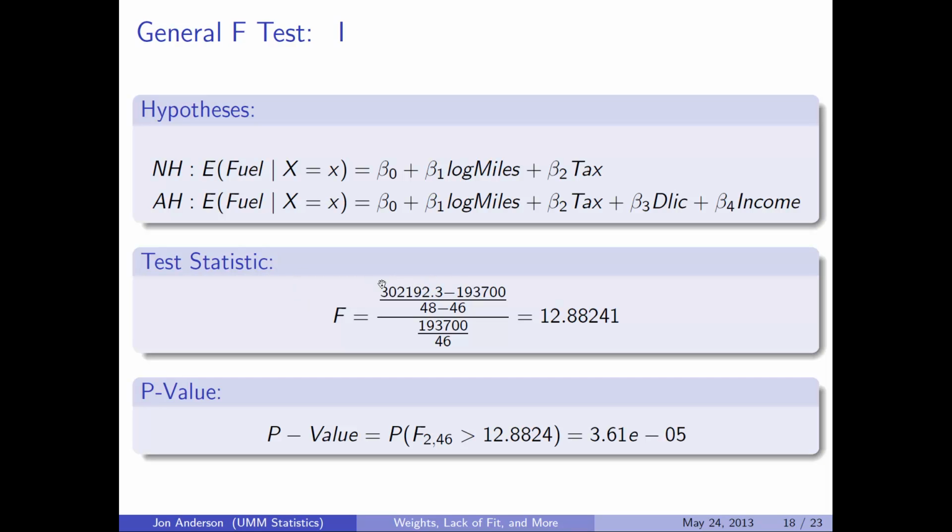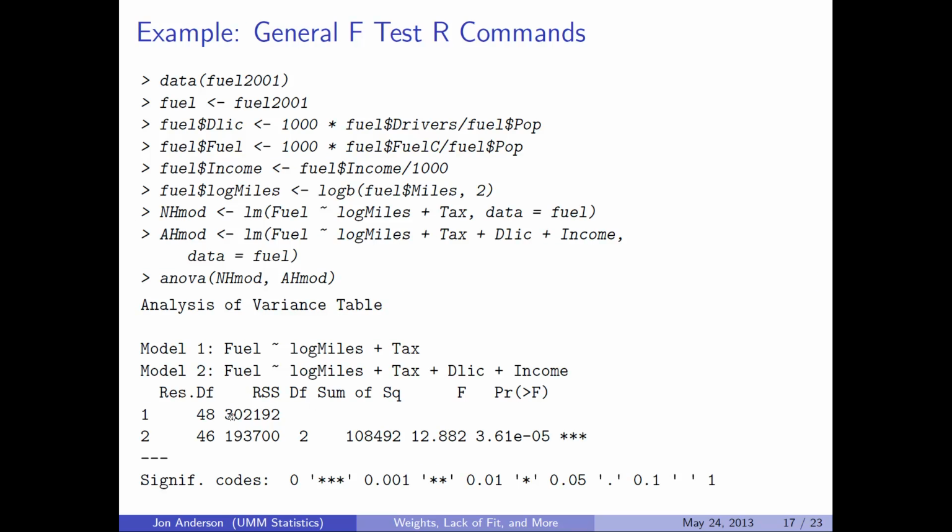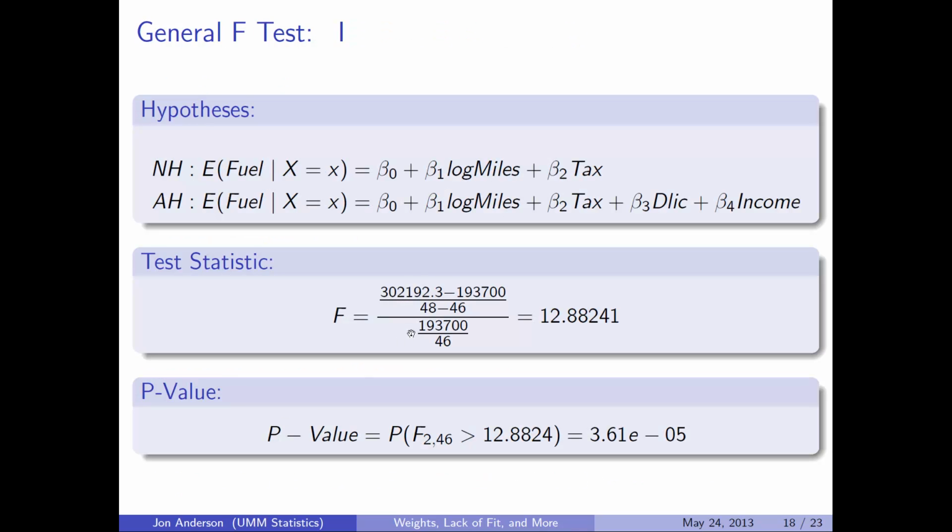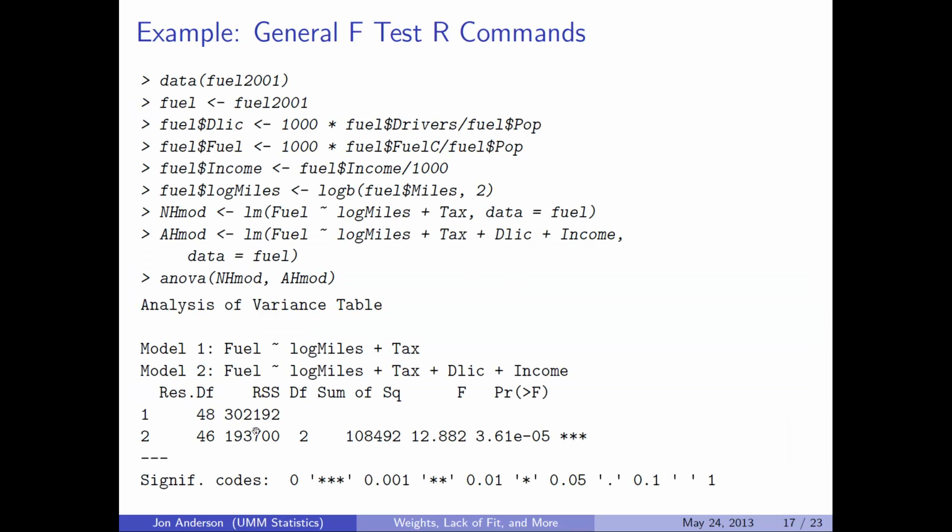Remember that in the numerator, it's the residual sums of squares for the null hypothesis model, 302192. And that comes out in the previous page right here. Null hypothesis residual sums of squares, 302192. Also in that numerator of the F, we have to subtract off the alternative hypothesis residual sums of squares, 193700. And that's right here coming from the alternative hypothesis model, 193700.